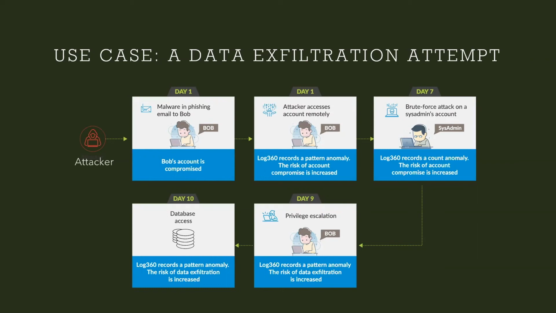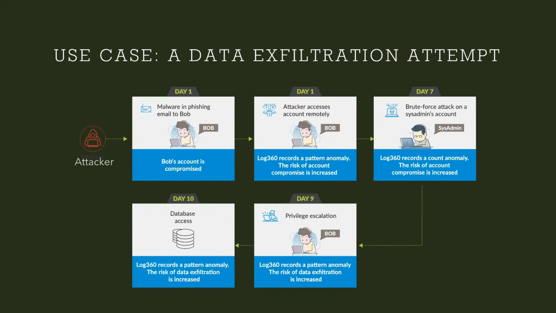So as you can see, there is an external attacker, and on day one, they send a legitimate looking phishing email with a malicious attachment to a front-end employee called Bob. The email contains a doc file that Bob clicks on, and without Bob's knowledge, malware starts being downloaded in the backend. So in this way, the attacker gets an initial foothold into the network and also compromises Bob's credentials. Then the attacker connects to the network from a remote location using Bob's credentials. This will trigger a pattern anomaly and increase the risk score associated with an account compromise.